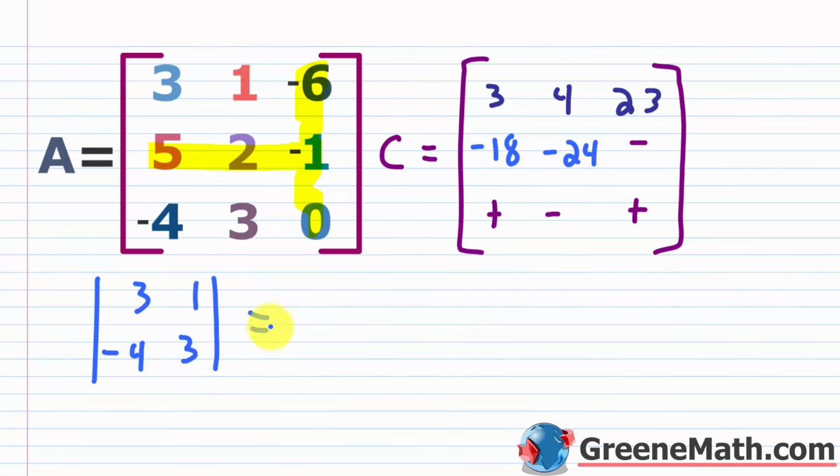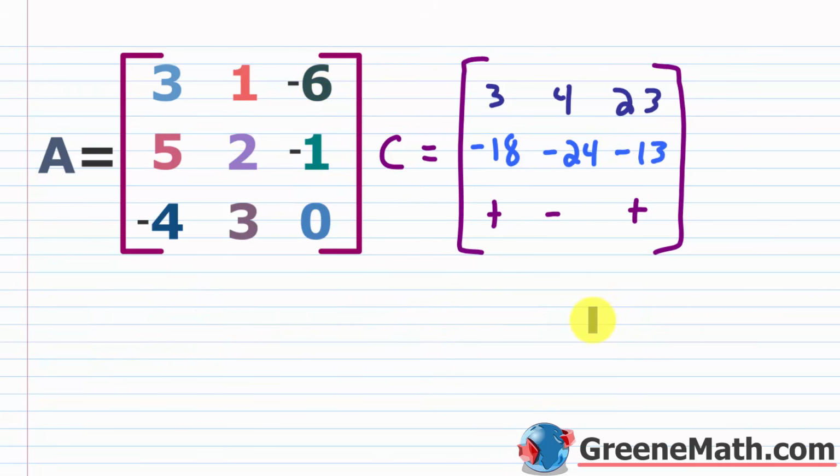So the determinant of this guy: 3 times 3 is 9, minus 1 times negative 4 is negative 4. 9 minus the negative 4 is the same as 9 plus 4, which is 13. But again, you've got that negative there, so you've got to do the sign change. So this is negative 13.